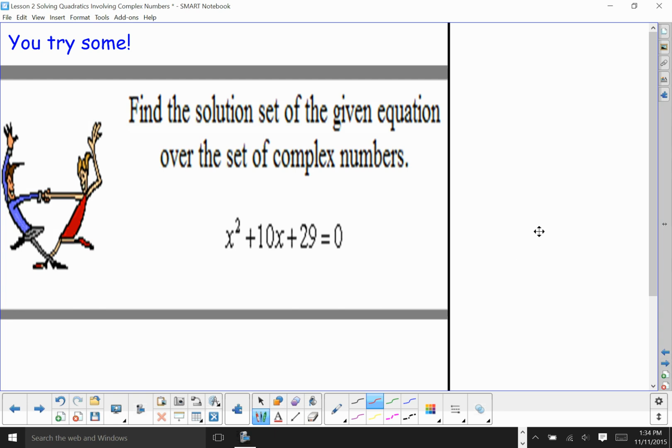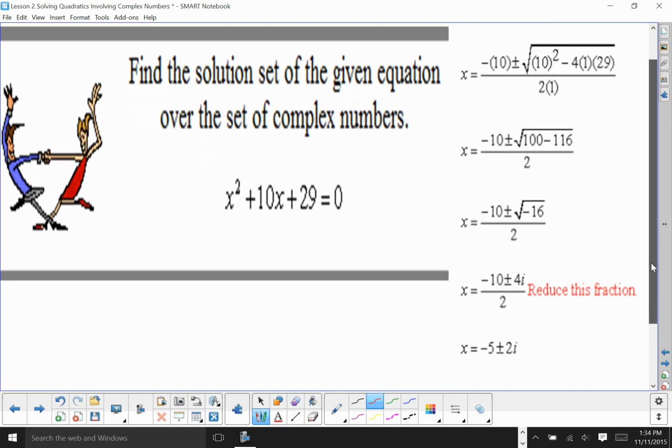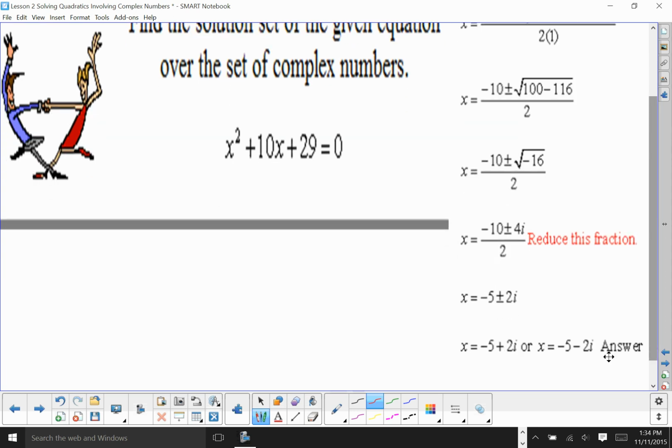Here's the answer. Hopefully you paused and you tried it. Notice, when you get down here to the bottom, you need to reduce the fraction. 2 will go into each and every term. Whatever's in the denominator has to be able to go into both terms. It can't just go into one in order to reduce. And again, you could put your answer in the a plus bi form.